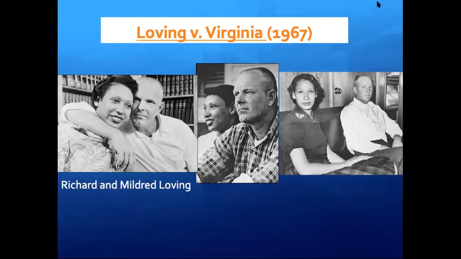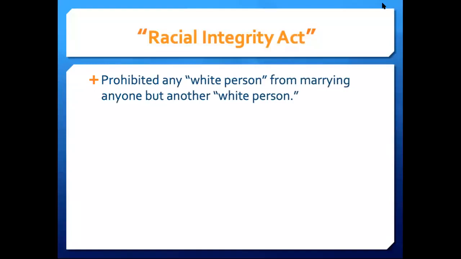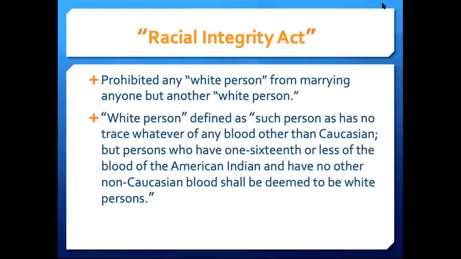So this case involves a challenge to this statute, which when it was first enacted was referred to as the Racial Integrity Act. And this law prohibited any so-called white person from marrying anyone but another white person. And the statute defined a white person as such person as has no trace whatever of any blood other than Caucasian, but persons who have 1/16 or less of the blood of the American Indian and have no other non-Caucasian blood shall be deemed to be white persons.